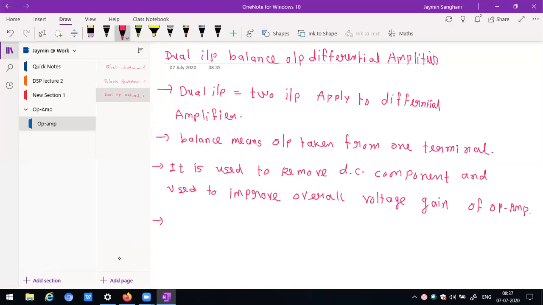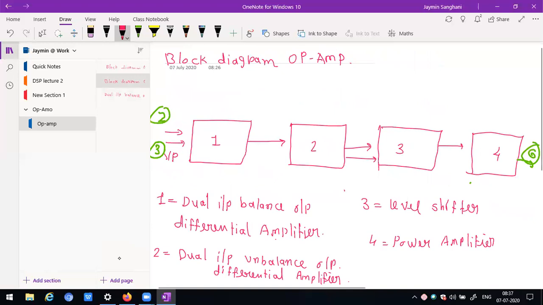And next point, it is basically a differential amplifier. So you have to write these four points in the examination. And whatever diagram we have mentioned here, this is the block diagram of the op-amp. Remember that point. Inside the op-amp, these four blocks can be present.